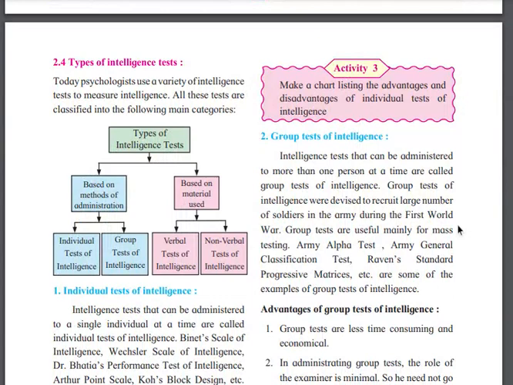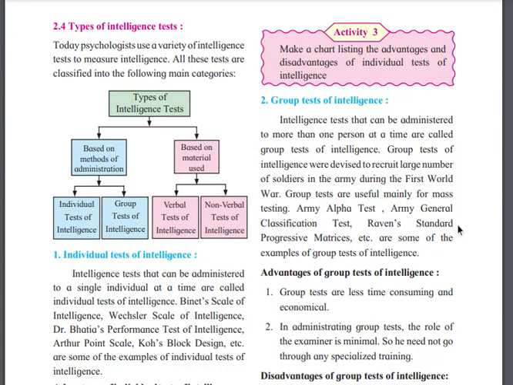So now the types of intelligence tests. Today psychologists use a variety of intelligence tests to measure intelligence. All these tests are classified into the following categories. Okay, so based on methods of administration and based on material used: individual test and group test. Group tests are majorly based on the methods of administration, and individual tests are based on the material you are using.